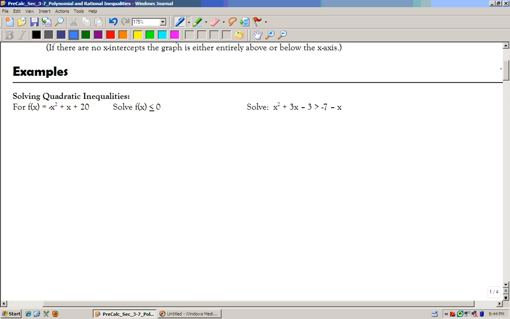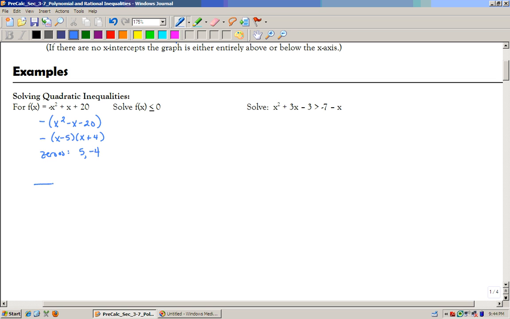So some examples. If you're looking at this first one, the first thing we want to do is locate the real zeros. So that means we need to factor this. First, take out a negative, so we have a positive x squared. And then we can factor the remaining quadratic into x minus 5 times the quantity of x plus 4. That means the zeros are located at 5 and negative 4.